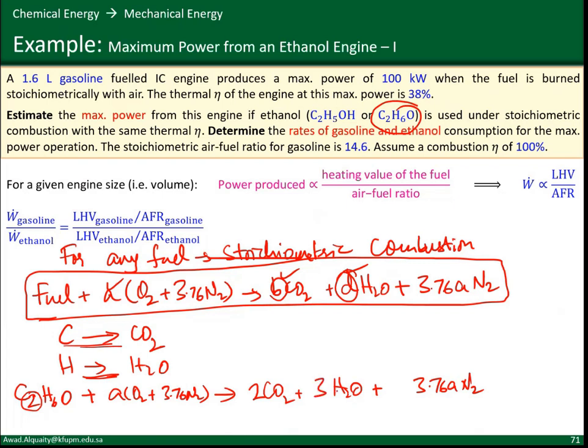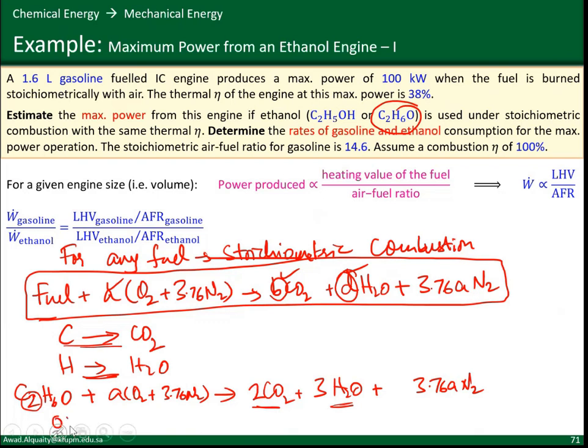So now we have ensured that we have 6 hydrogen atoms, all of them located in the water vapor, and we have two carbon atoms, all of them located in CO2. Now let's try to balance the number of oxygen atoms.